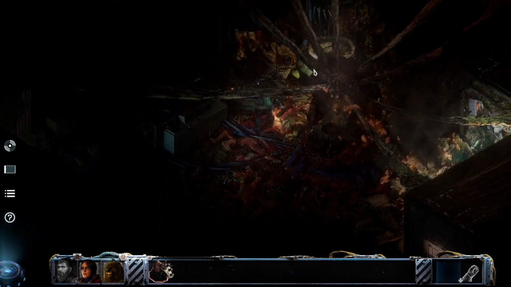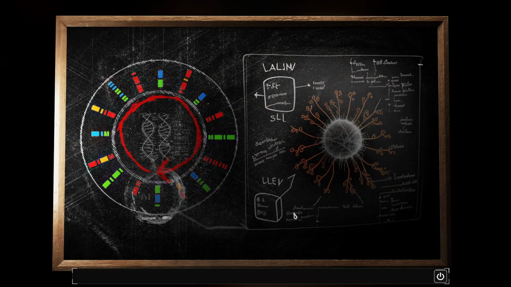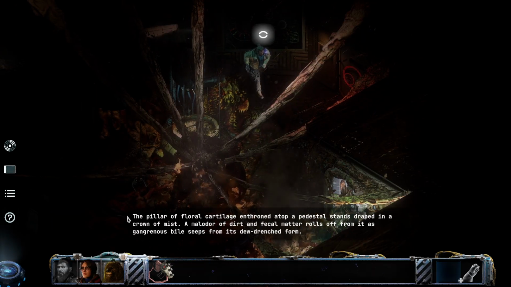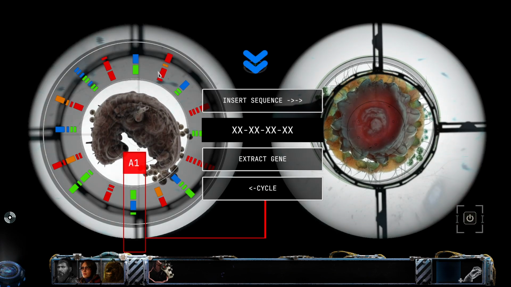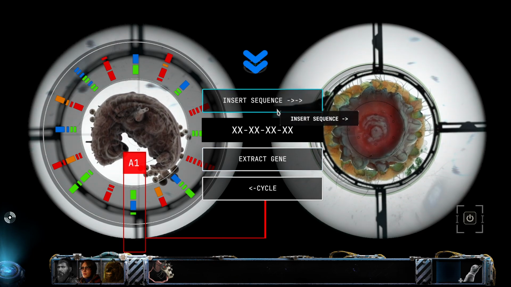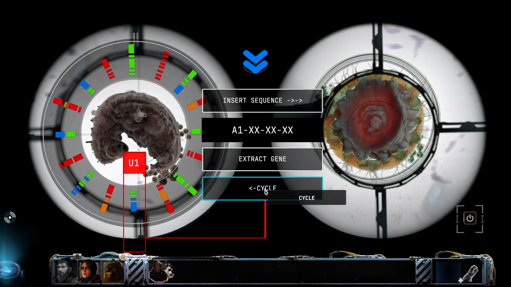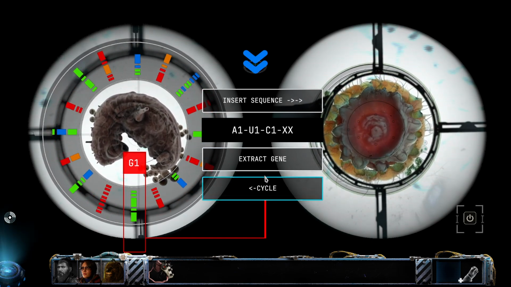Okay, there's a blackboard somewhere here where A1 is circled. And all of this stuff is... Okay, maybe all of them have to go in this order. If that's true, you would start with A1. Then U1. Then C1, then G1.